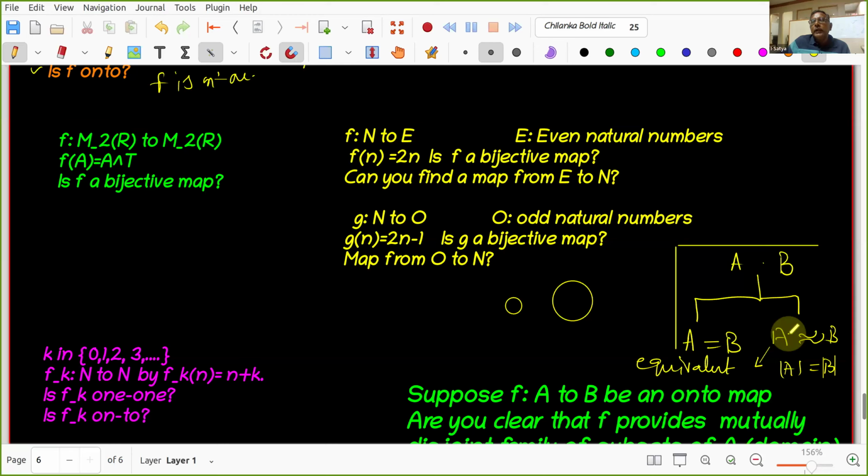How do you prove the cardinalities are the same? Instead of cardinalities, we can say that there is a bijective map from A to B. Equivalent means there is one, so equal sets are automatically equivalent, right? Like congruent figures are automatically similar, but similar does not mean congruent, like that here. So two sets are equivalent if there is a bijection. Okay, I'll stop here. Thank you.